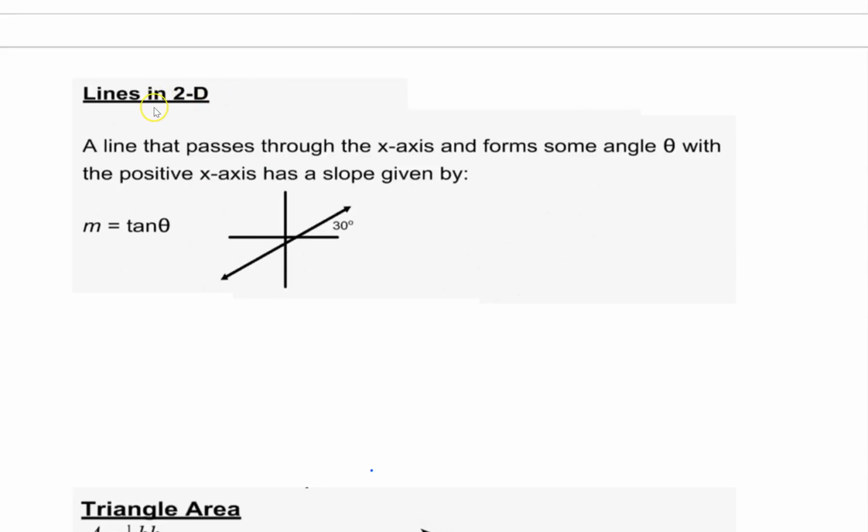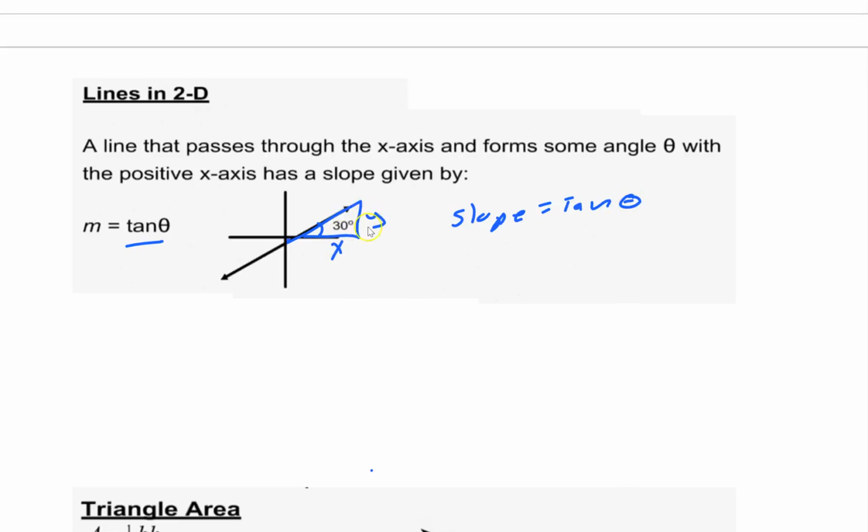So like this one, lines in 2D space. A line that passes through the x-axis and forms some angle with the positive x-axis, the slope given by this. So they want you to find m. Well, we should know this. They might not even tell you the tan part. They say find the slope. The trick is, if you make a triangle out of it, this is 30 degrees right there. This is your y value. This is your x value. So slope is always the tan of the angle. That's the key thing to keep in mind.